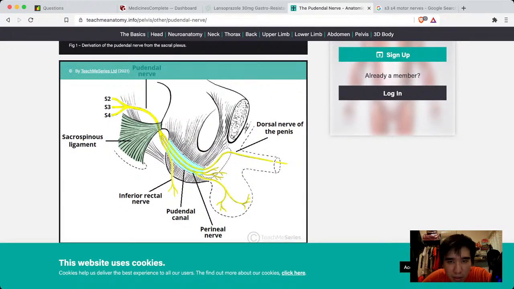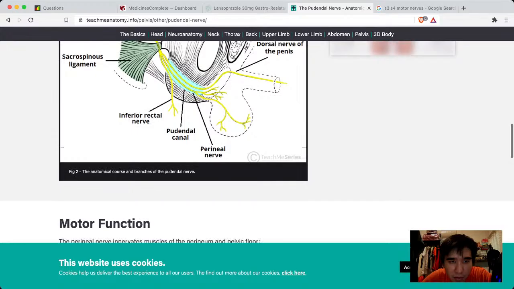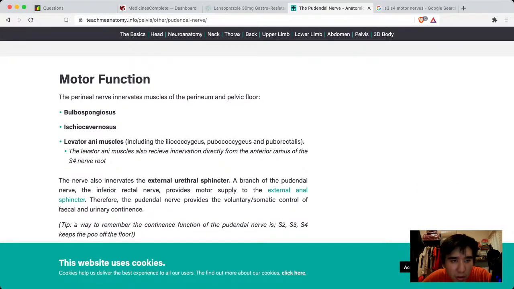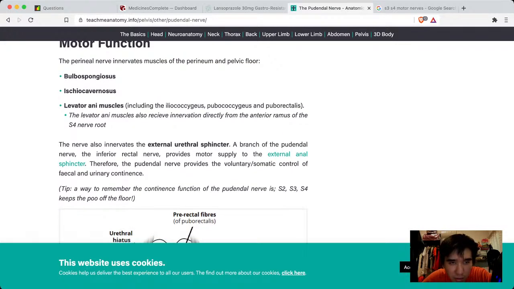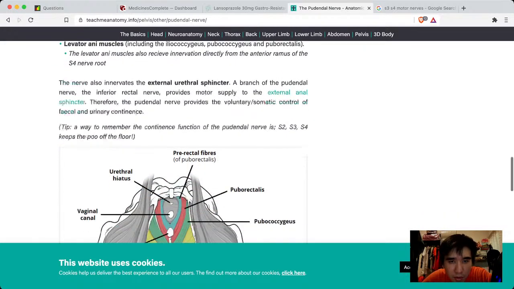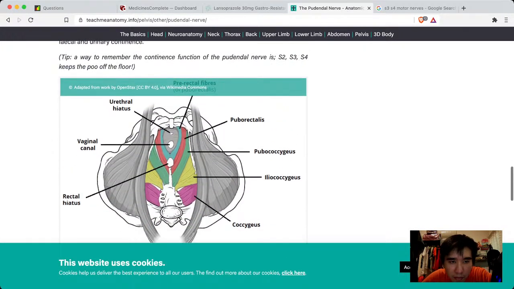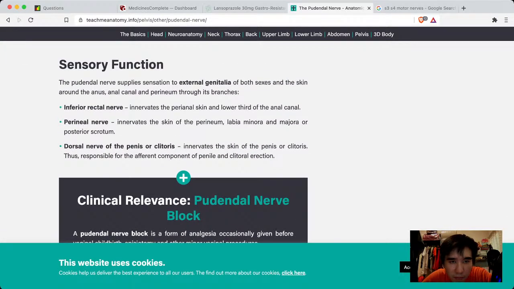The pudendal nerve supplies the penis, scrotum, rectal area. Motor function: bulbospongiosus, ischiocavernosus, levator ani muscles. Supplies the perineal muscles. Sensory function. Afferent component.